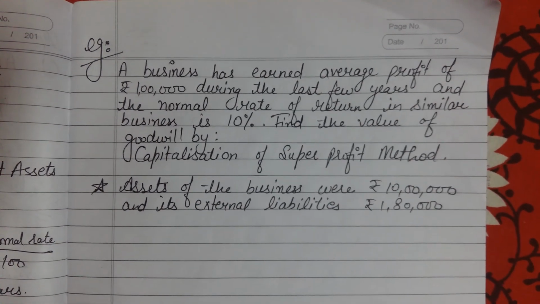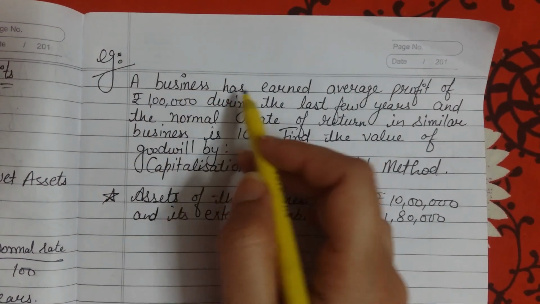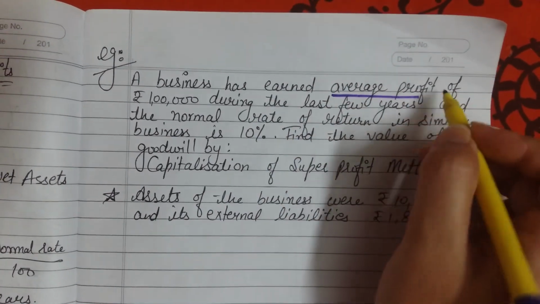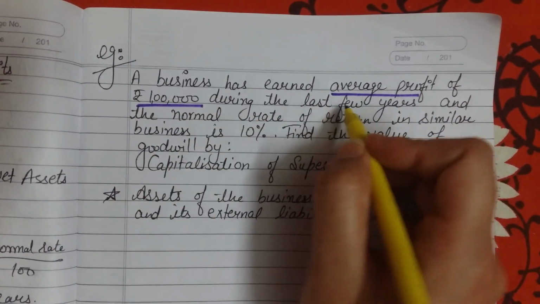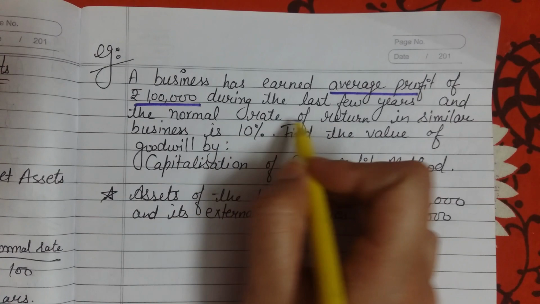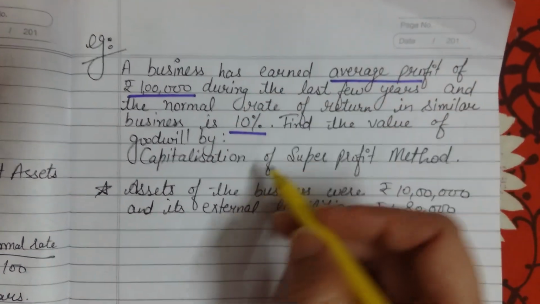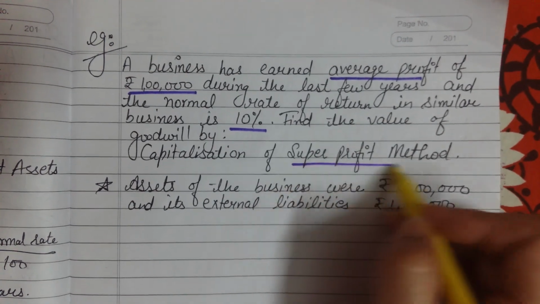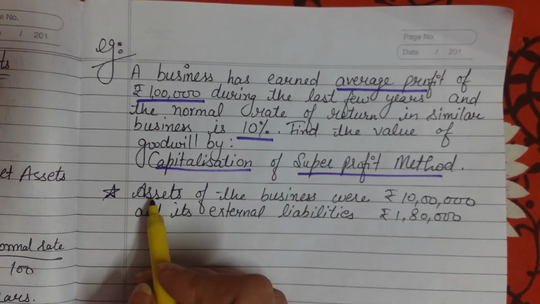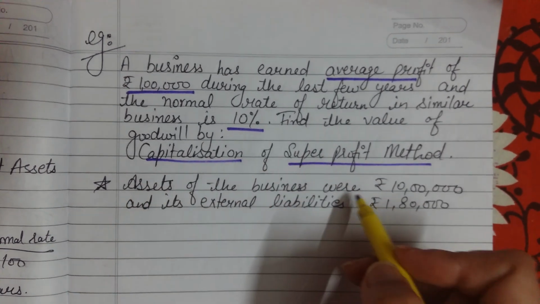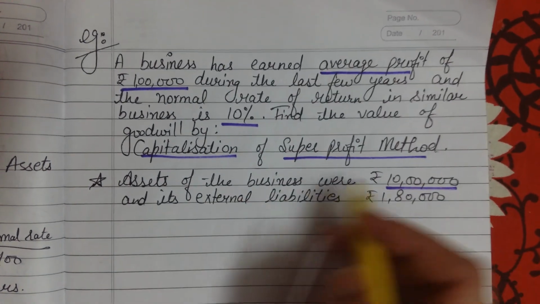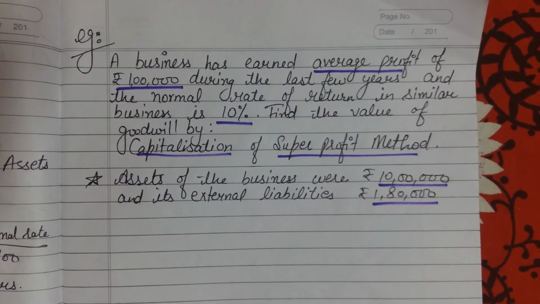Now see this question: a business has earned average profit of rupees 1 lakh during the last few years and the normal rate of return is 10%, and you have to find the goodwill by capitalization of super profit method, capitalization method. Okay, now the assets are given. Assets of the business were 10 lakh and the external liabilities are 1 lakh 80,000.